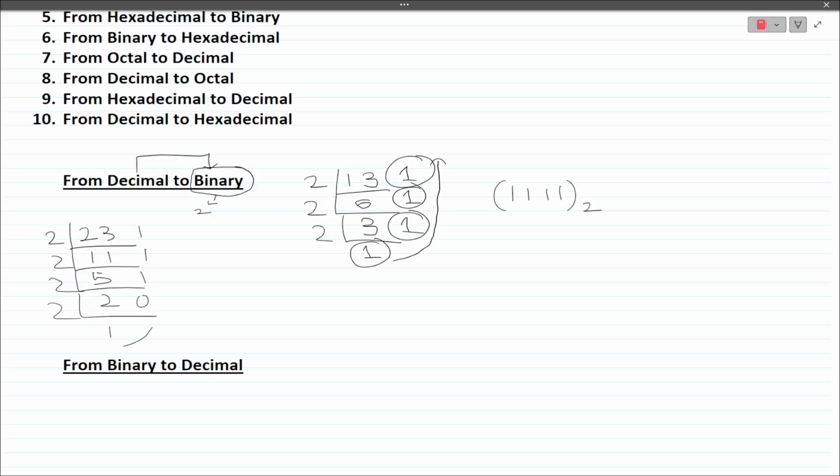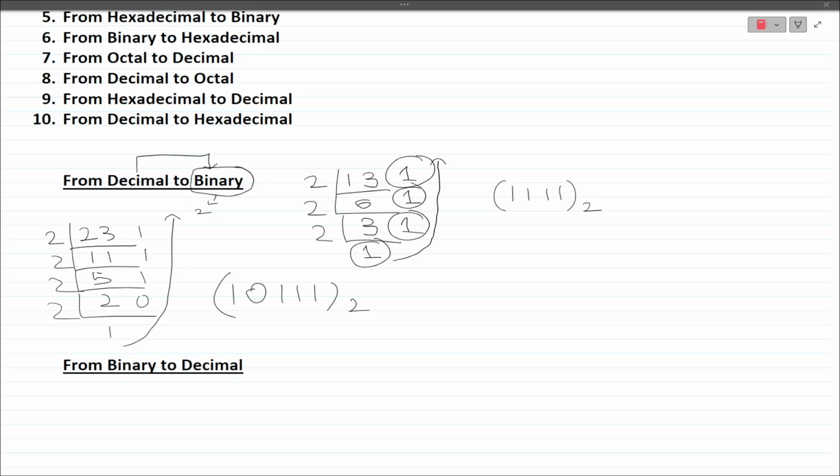Now I will be following the same sequence from bottom to top, and I will be writing 10111. And accordingly, I will be writing the base as 2. This is how I will be converting my decimal number to a binary number. I hope you understand how these conversions are made.